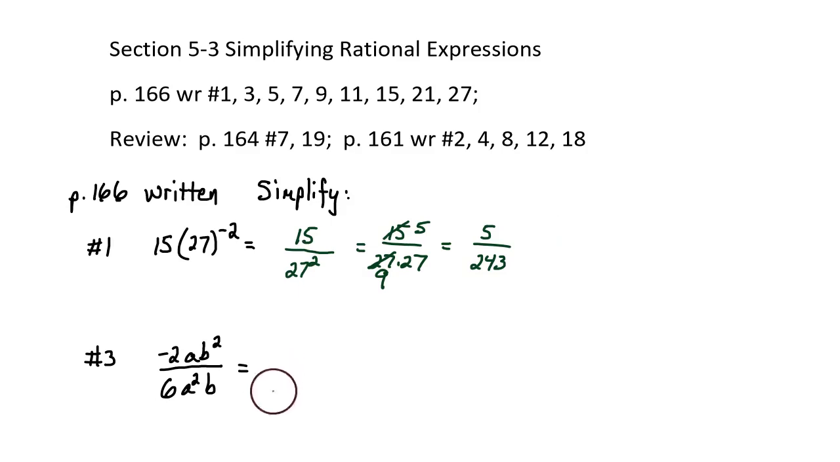Number 3, let's reduce the 2 and the 6. They both divide by 2. 2 divided by 2 leaves 1, and 6 divided by 2 leaves a 3. Then for the a's and the b's, we'll use the rule about subtracting the exponents. So we're left with negative 1 on top, and b, because b to the second subtract b to the first is a b in the top. Down in the bottom we have 3, and we have a, because when you subtract the exponents on the a, the extra 1 is down in the bottom.